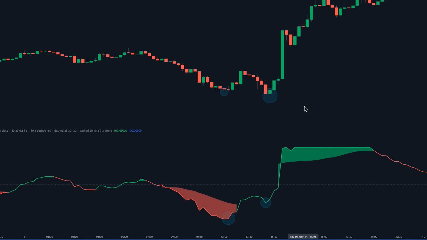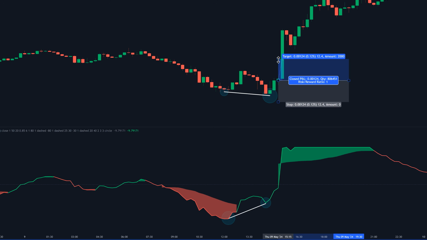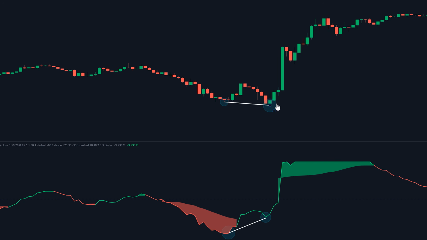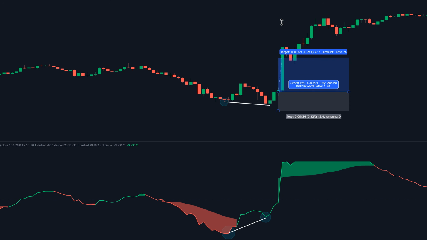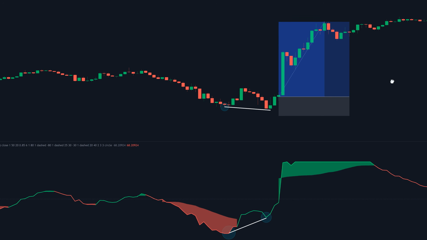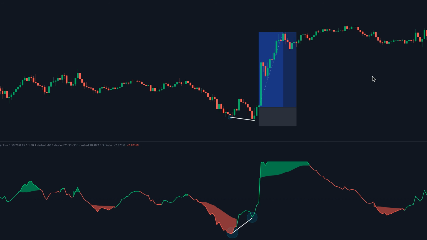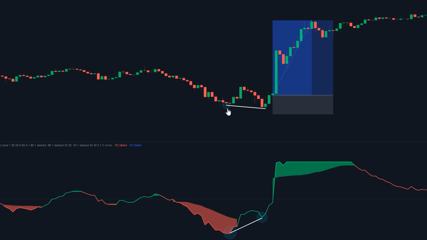If you had other confluences from other indicators or your own price action based strategy, you could take a long trade right here after the bullish divergence. Or maybe you saw that this was an engulfing candle right after, and then after the engulfing candle, you enter a long trade. And as you can see, that trade was super profitable. And of course, for a bearish divergence, it's going to be the opposite. Obviously, not all divergence entries are going to be profitable, so you have to combine it with other confluences to get profitability.